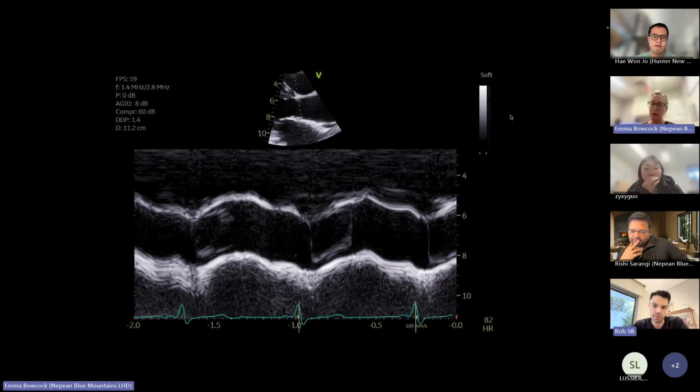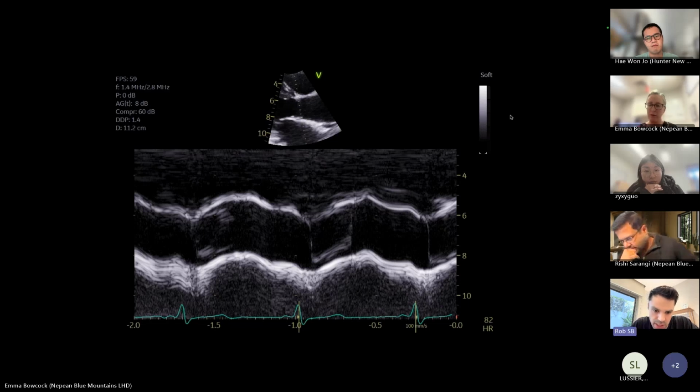So this is M mode through the aortic valve, just checking that it's been cut through on the appropriate axis. You can see that there's good opening of that aortic valve, but the direction in which it's opening is a bit abnormal, and there's increased leaflet thickening. So I'd be concerned if there's a valvular abnormality. You could see a picture like this in bicuspid aortic valve.